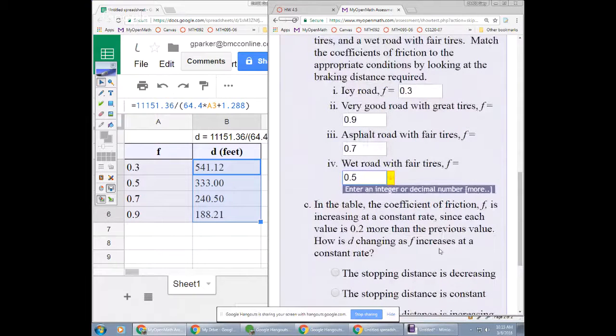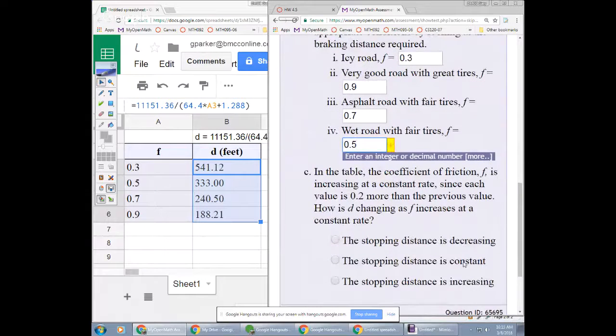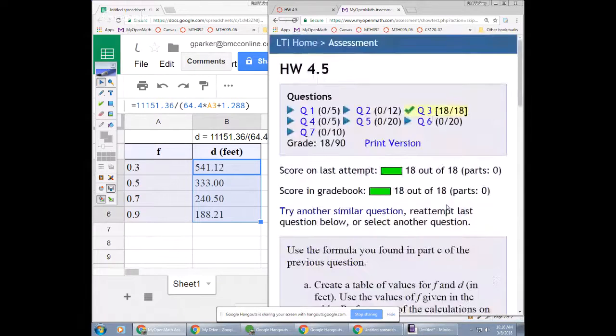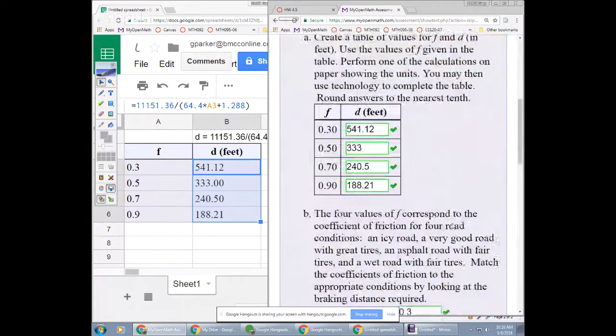How is D changing as F increases? The stopping distance is decreasing, it's constant, or it's increasing? It's decreasing. Yeah, it's definitely dropping here as that friction coefficient changes by 0.2 each time. Do you think it's decreasing in a straight line, or is it curving down? Yeah, it's curving. And it's hard to tell by looking at a table. You got to look at a graph to see that or start calculating differences. All right, so let's submit that sucker, and we did good.